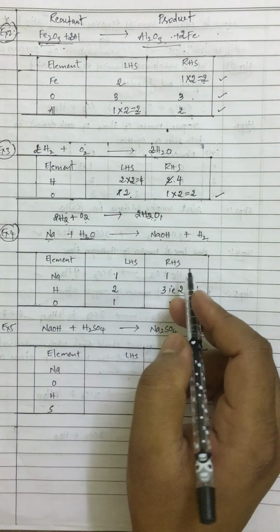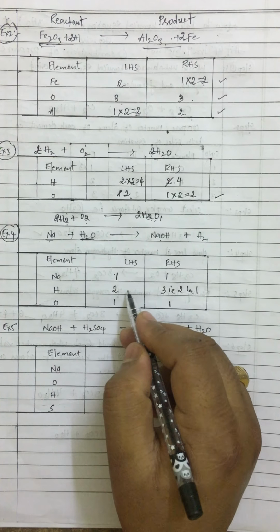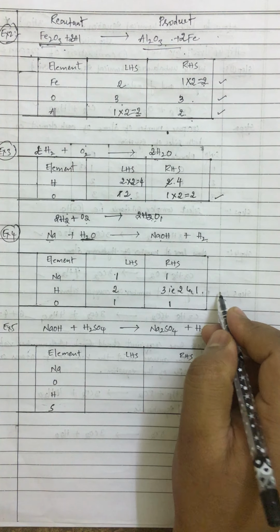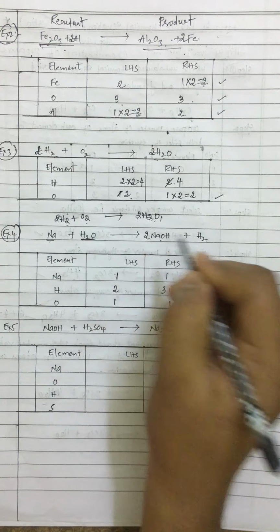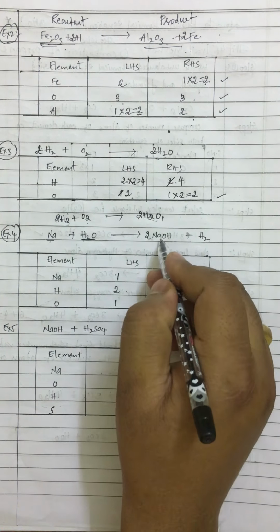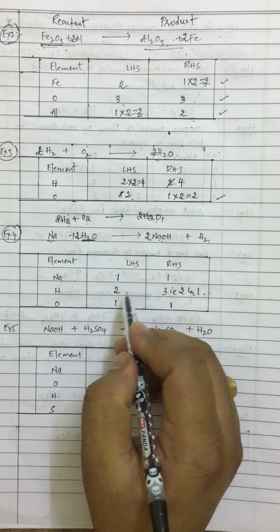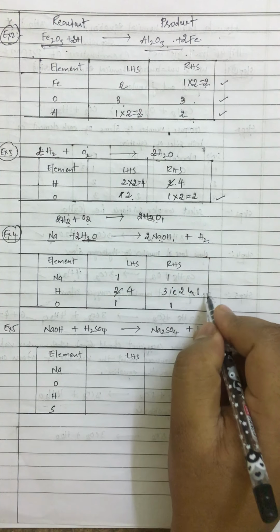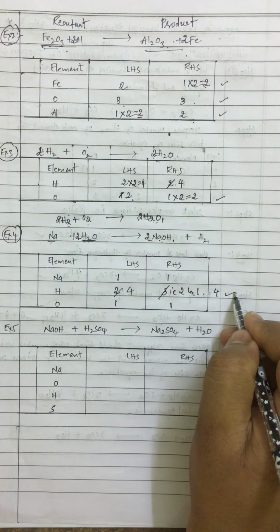Okay, now let us look into the compound H2O. How many hydrogens are on the left hand side? 2, but on the right hand side we have a total of 3, 2 and 1. So you multiply this number. Place 2 before NaOH and 2 before H2O. 2 2s are 4. 2 1s are 2, plus 2, 4. The number of hydrogen atoms is balanced.